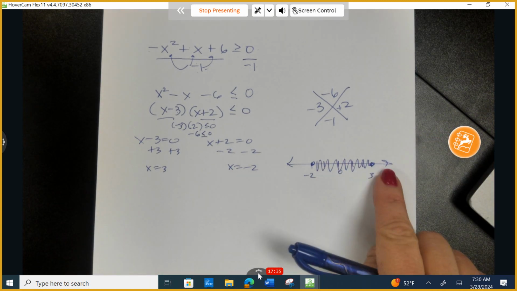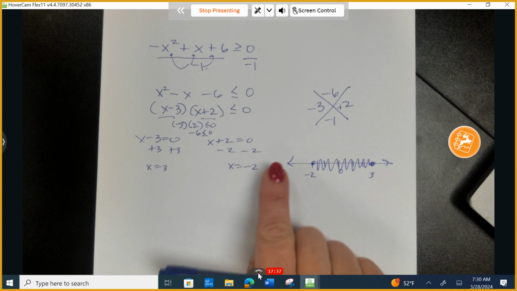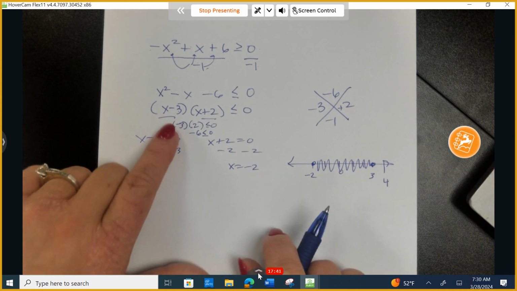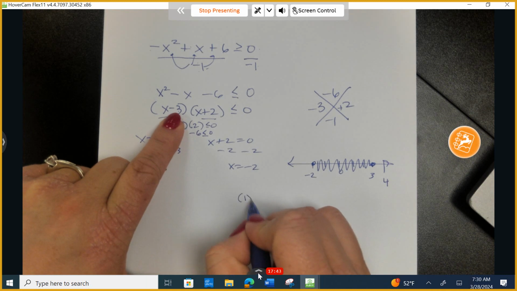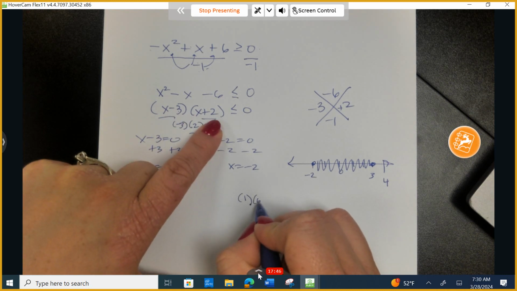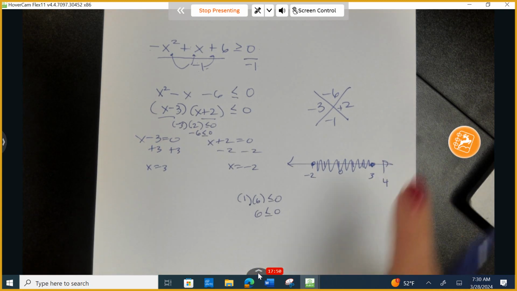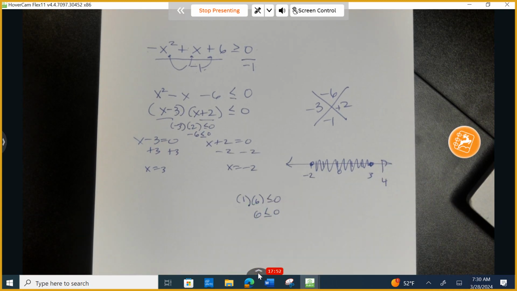Now you could go ahead and test a number to the right of 3 and a number to the left of -2, and it wouldn't work. And I can show you that really quick. If I tested 4, 4 minus 3 is 1, 4 plus 2 is 6, and 6 is less than or equal to 0. That's not a true statement. That's why I do not shade to the right. The same concept would be to the left.